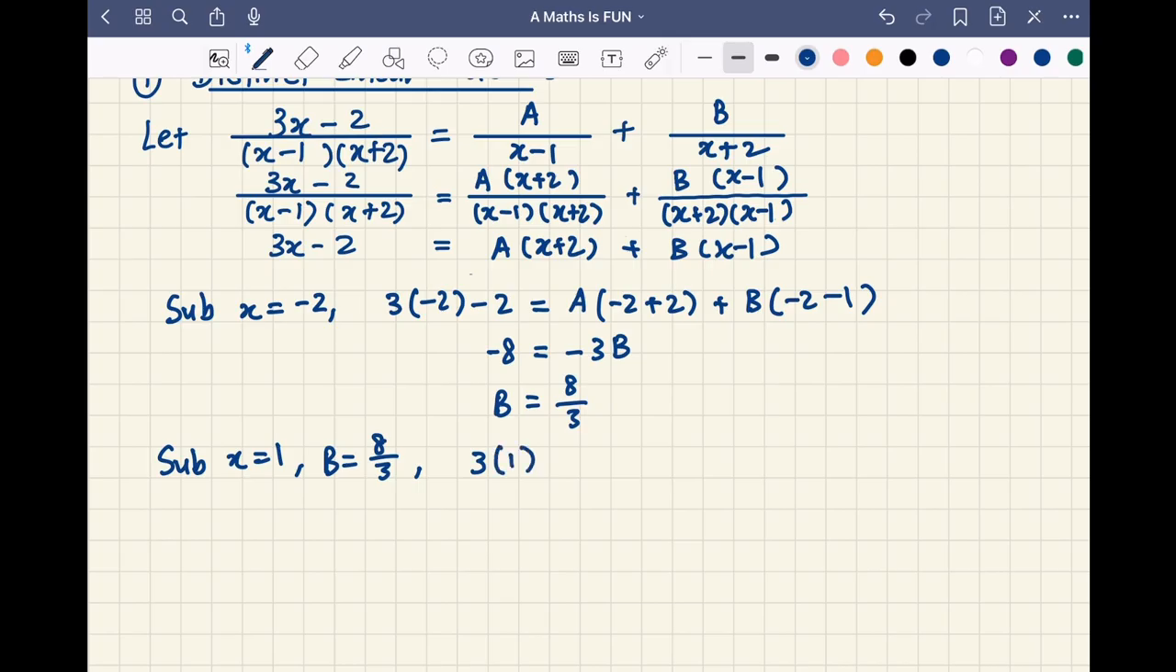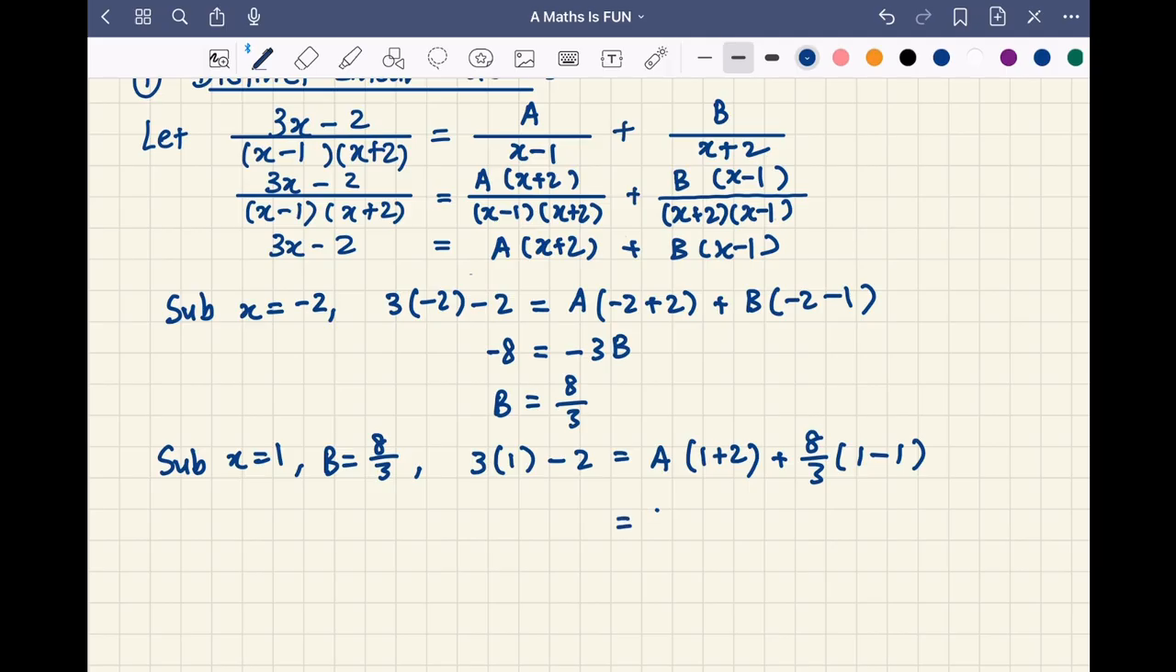It's just for formality, so actually it doesn't really matter because you're going to make the x minus 1 equal to 0 anyway, but just for clarity I put that down. So 3 times 1 minus 2 equals a times 1 plus 2 plus b, which is actually 8 over 3, and then you have 1 minus 1. All right, so again, like I say, it doesn't matter. The b is 8 over 3 because 1 minus 1 is going to give you a 0.